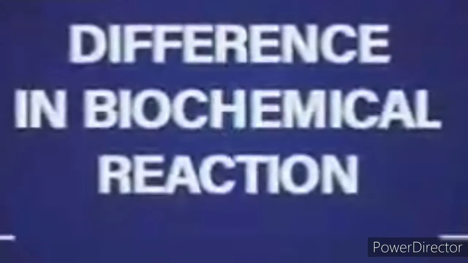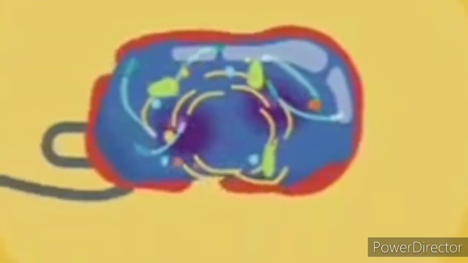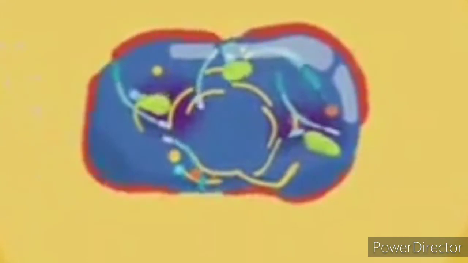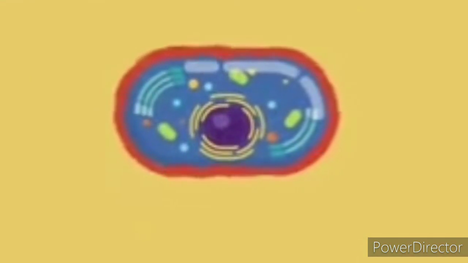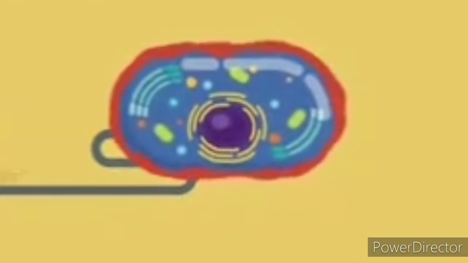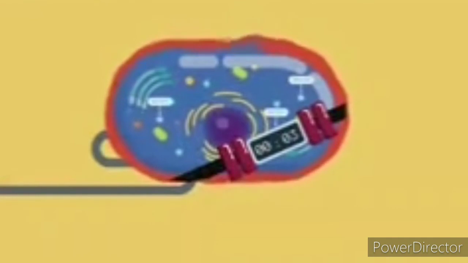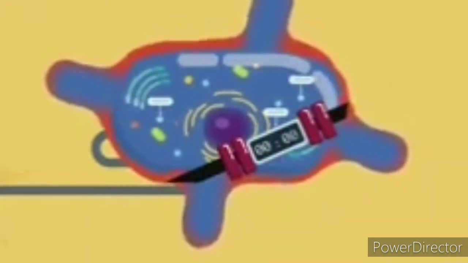Difference in biochemical reactions. Necrosis is a passive process which does not require energy and can occur at any point of time. This is a random event which is unregulated. Apoptosis is an active process which requires energy and occurs in an organized manner. Many enzymes and agents are required to carry out various steps of this process.